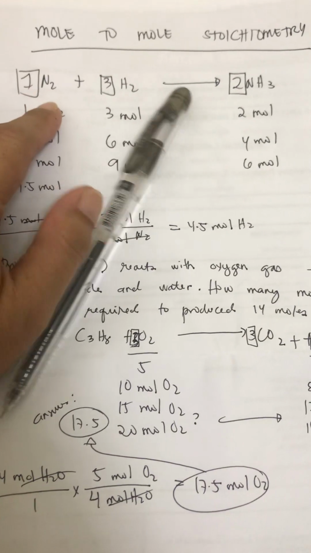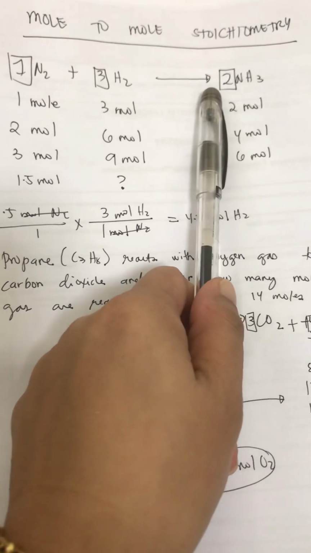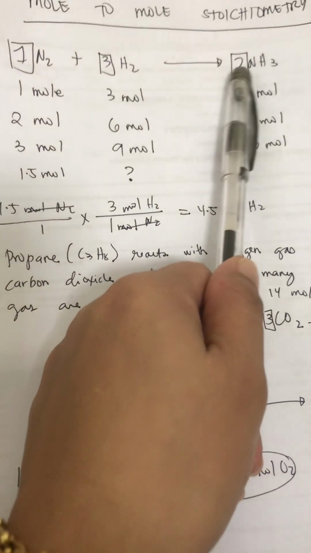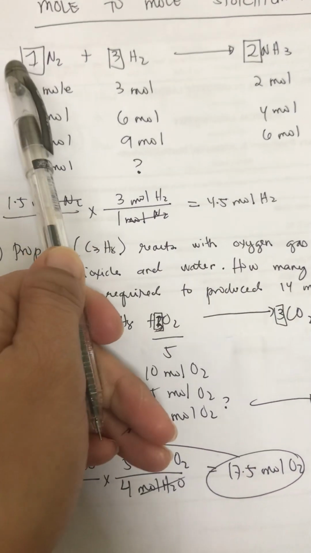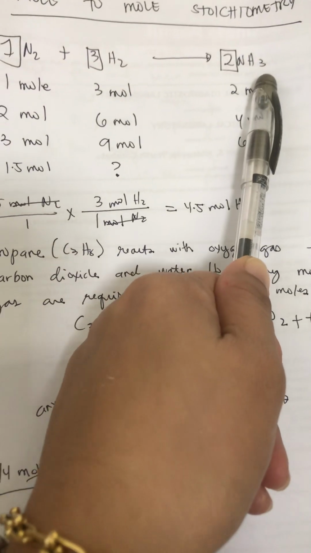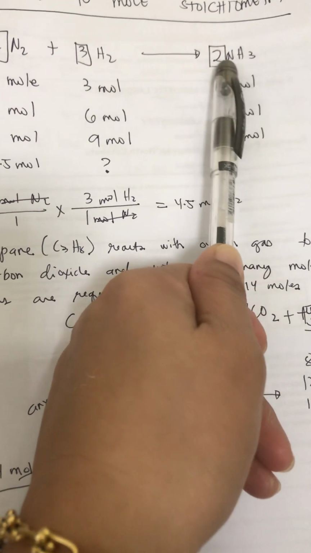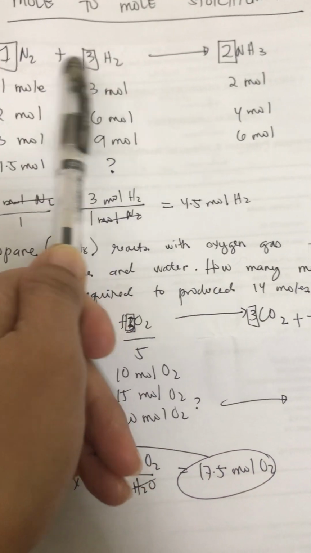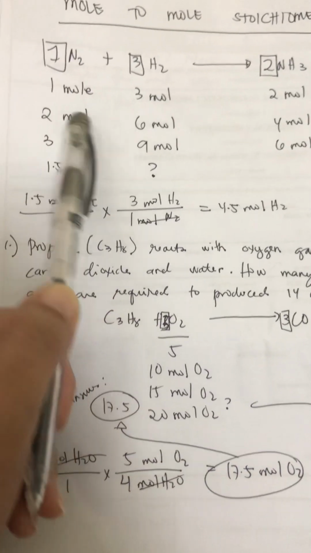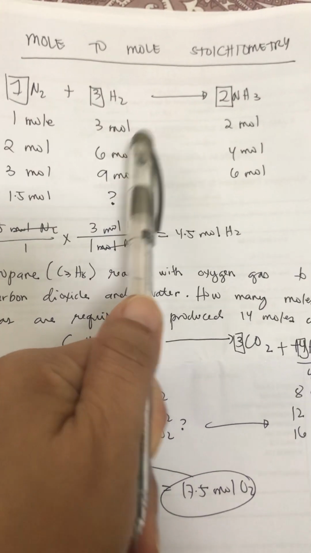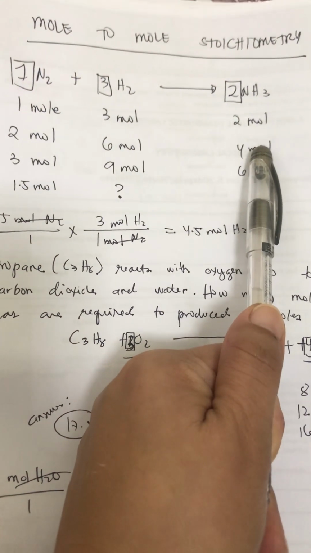As we can see, to balance the equation, we need 2 moles of nitrogen here, 1 mole of nitrogen here to balance, and we have 6 hydrogen, so 2 times 3 equals 6 to make it balance. Therefore, 1 mole of nitrogen needs 3 moles of hydrogen to produce 2 moles of ammonia.